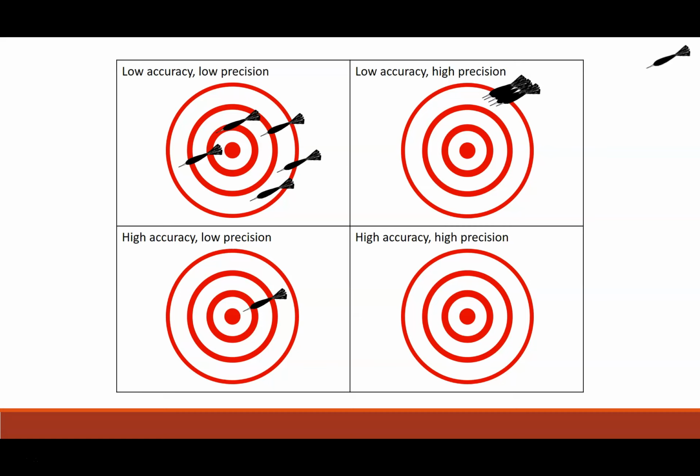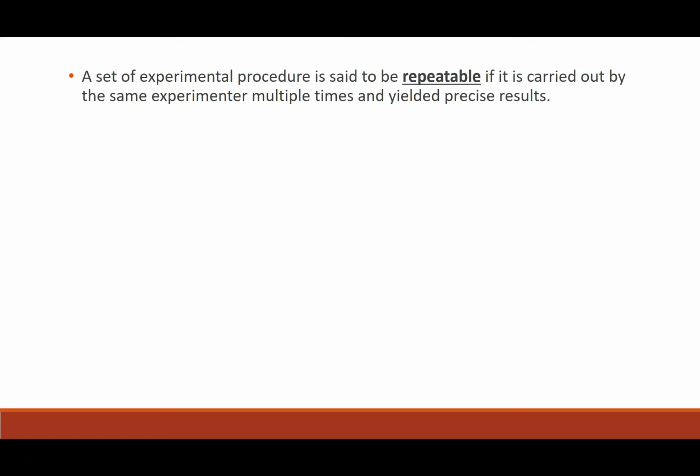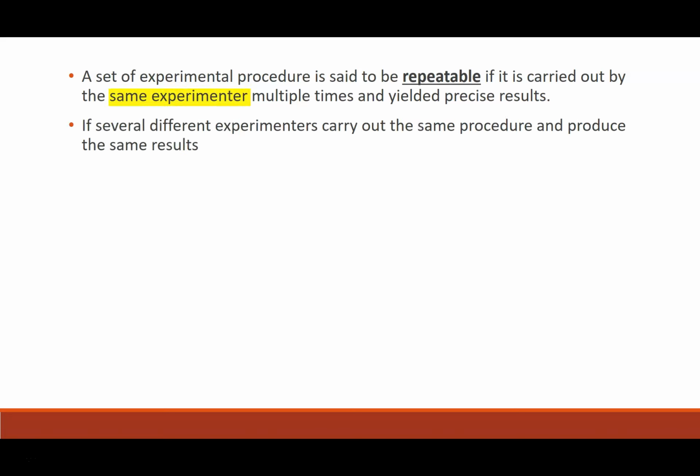If the 5 darts are all close to the bullseye, but are not close to each other, then my accuracy is high, but my precision is low. And finally, if all 5 darts hit the bullseye at almost the exact same spot, then both my accuracy and precision are high. When you repeat an experiment multiple times and get precise results, then we say that the procedure is repeatable.